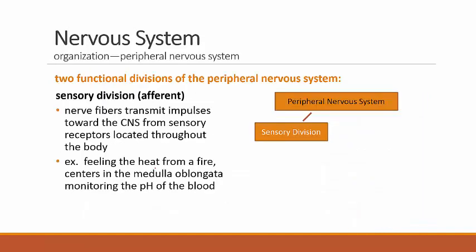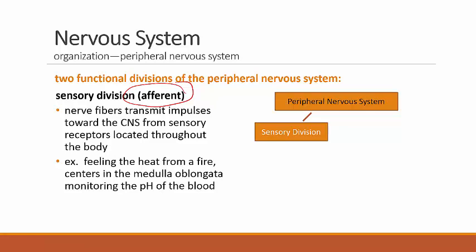All right, we're going to look now at the peripheral nervous system because there's a lot of ways that we can continue subdividing the peripheral nervous system. So there are two functional divisions. There's the sensory division, and there's the motor division. So the sensory division, this is afferent.